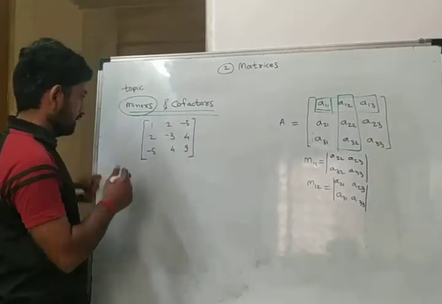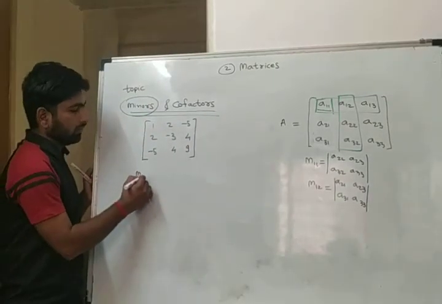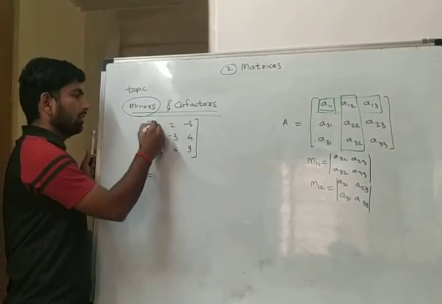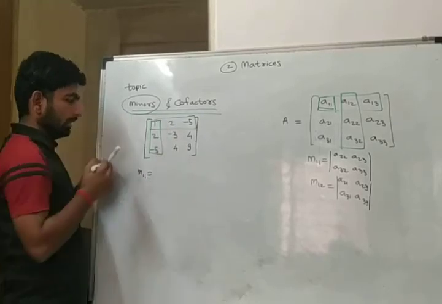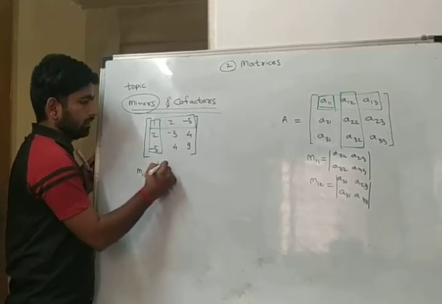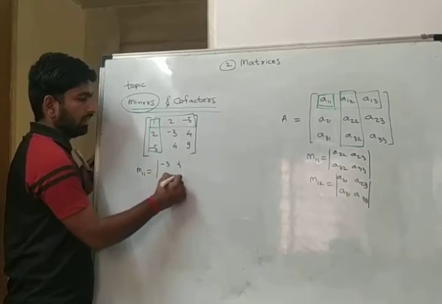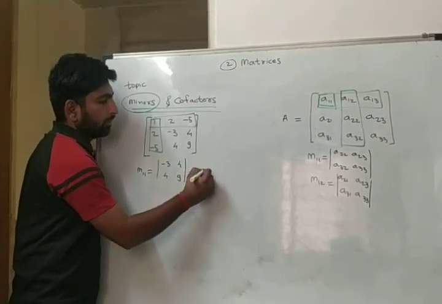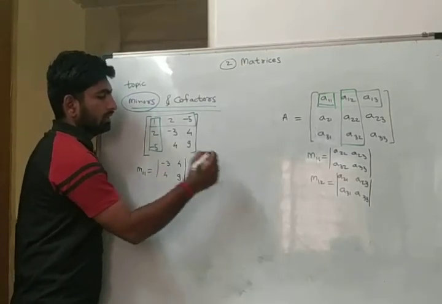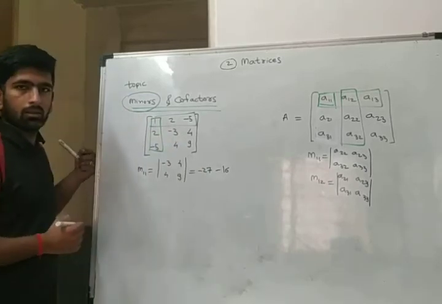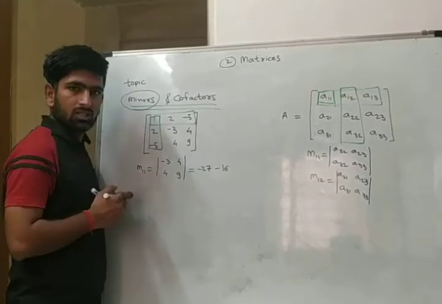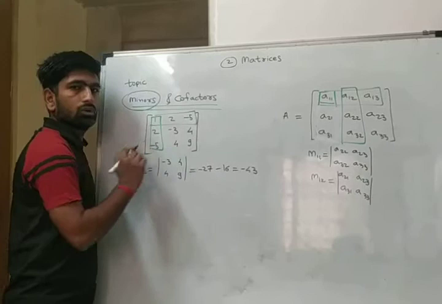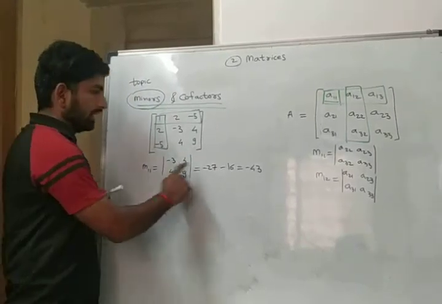For example, in this example we will find the minor for the first position M11. For the first position we will hide the first column and first row. The remaining is -3, 4, 4, 9, and the minor is 9 into 3, -27, minus 16. -27 and -16, then it is -43, because both numbers have a minus sign. This is the minor of the first position.